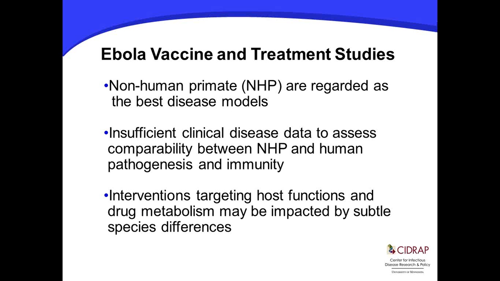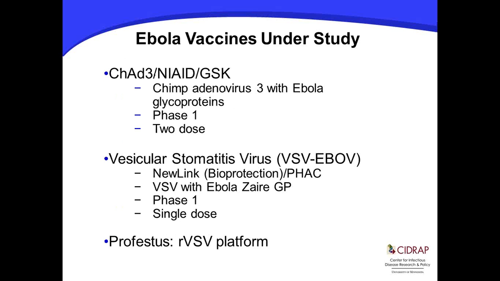To understand the challenges: we don't have a licensed vaccine today for Ebola in humans. We have done substantial work in non-human primates. The problem is that they are not always the best models. We have insufficient clinical data to assess the comparability between non-human primates and human pathogenesis and immunity, and intervention targeting host functions and drug metabolism for treatment studies clearly may be impacted by subtle species differences. So we're really, for the first time, trying to do this work. I call it painting the moving train in the populations in West Africa.